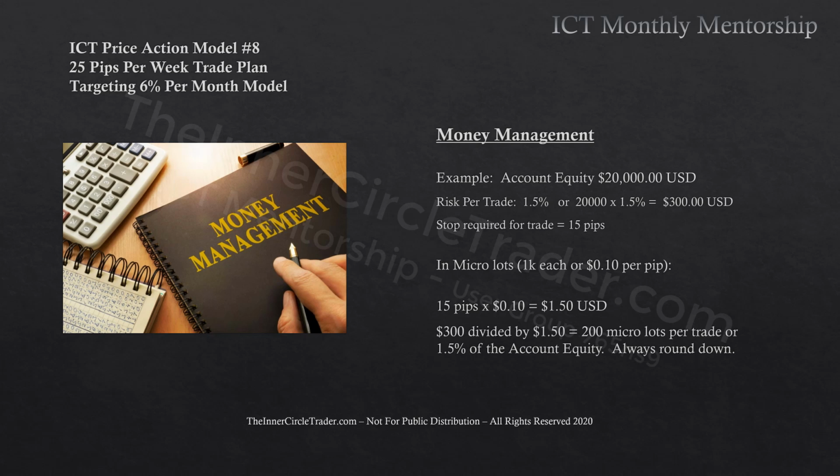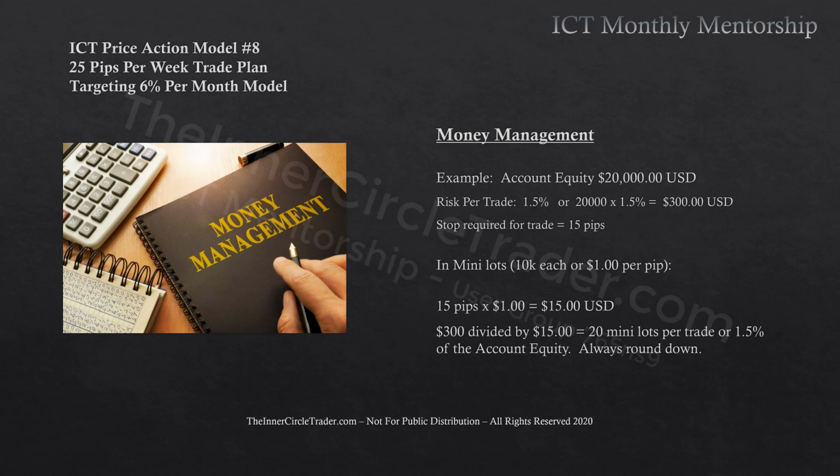So in micro lots, 1K each, or 10 cents per pip. Stop loss of 15 pips times 10 cents equals $1.50. So $300 divided by $1.50 equals 200 micro lots per trade, or 1.5% of the equity. We're always going to round down.